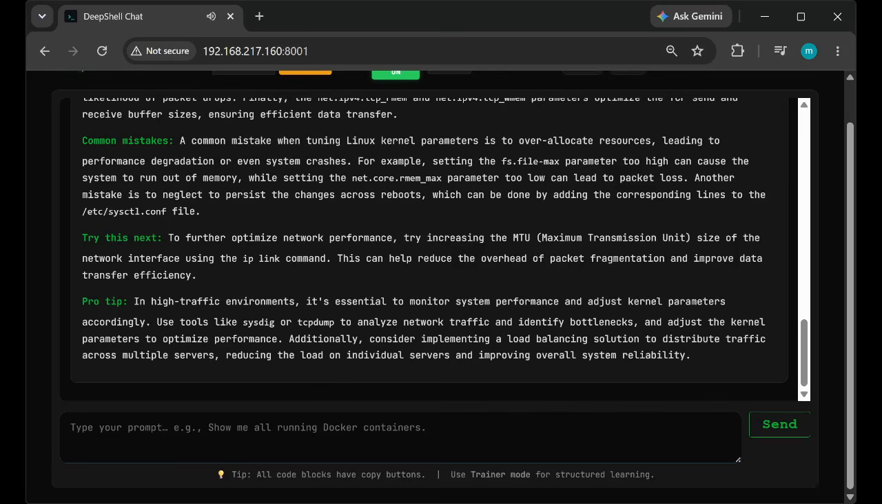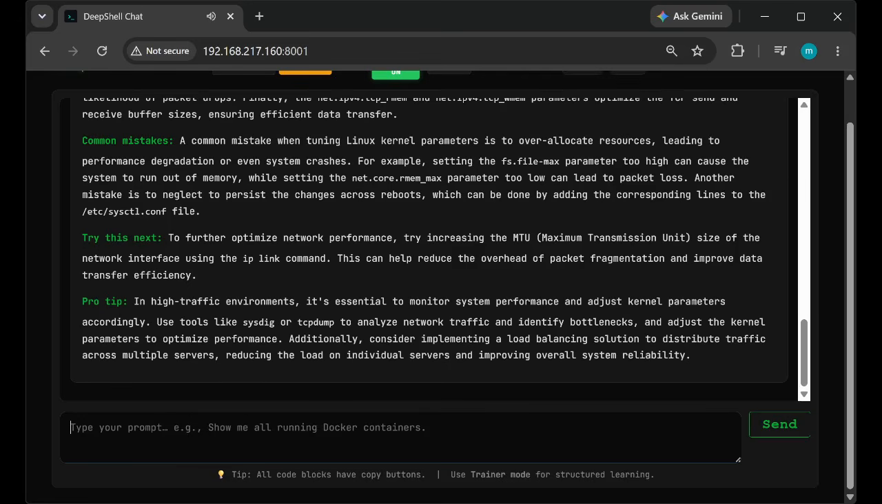Try this next. To further optimize network performance, try increasing the MTU, maximum transmission unit, size of the network interface using the ip link command. This can help reduce the overhead of packet fragmentation and improve data transfer efficiency.